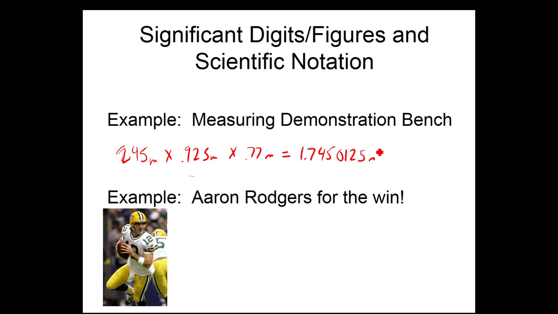1.745012 meters cubed. And again, we know that I'm not nearly that accurate to whatever 100,000th place that is, because I just put the meter stick up there. So what can I round it to? Now that we know our significant digits rule, we look up. 2.45 has 3 significant digits. 0.925 has 3. 0.77 has 2 significant digits. So my answer can have as many as the fewest, so that'd be 2. So I'm going to round this to 1.7 meters cubed. That sounds like a much more reasonable number than that really long number. My demonstration bench is 1.7 meters cubed volume. Makes a lot more sense.